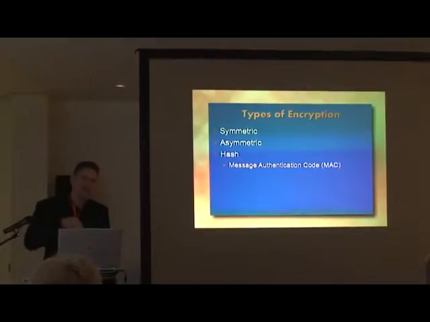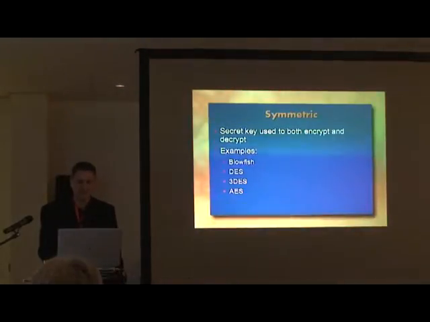All right, so that kind of ends the doom and gloom part of it. Now we'll talk about types of encryption and how they work, and we'll get into some examples for Lasso. Any questions so far? There's basically three types of encryption: symmetric, asymmetric, and hash. I'm also going to talk about a subset of hash, which is the MAC, the message authentication code.